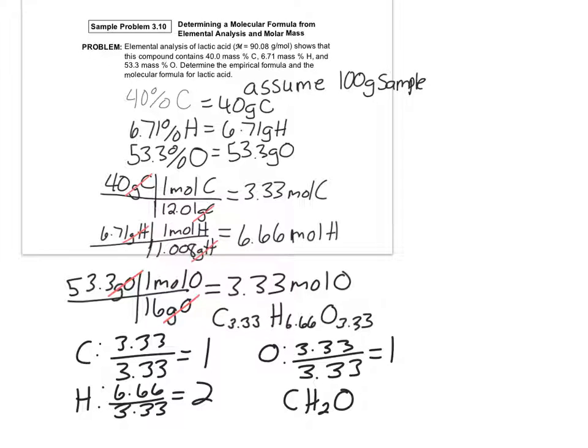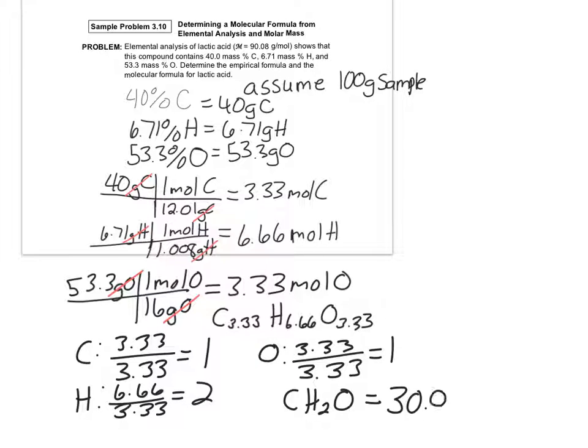And now I'm going to figure out what the molar mass of that is. That's the next step when determining the molecular formula, because that's what the problem is asking for. Determine the empirical formula and the molecular formula. So there's our empirical formula. The molar mass of the empirical formula would be 12.01 for carbon from the periodic table, plus 2 times 1.008 for the 2 hydrogens, plus 1 oxygen, which is 16 grams per mole.